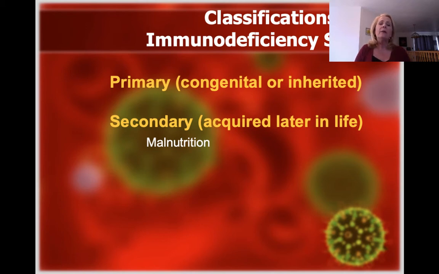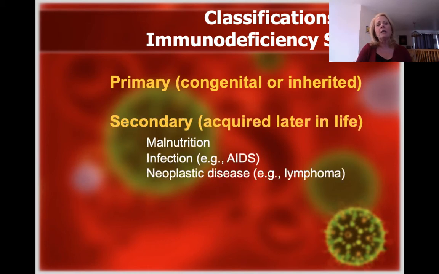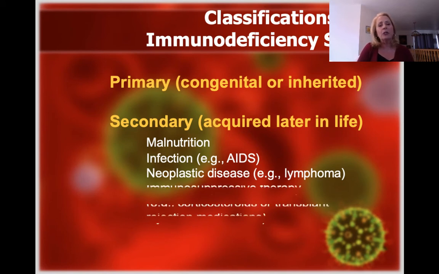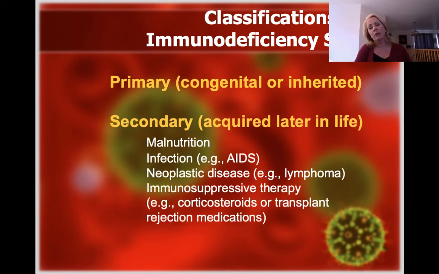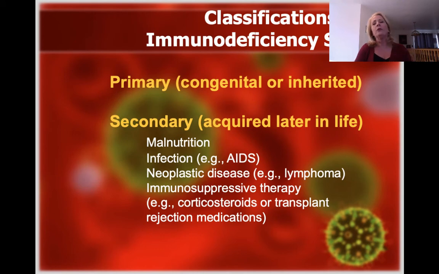Whereas secondary means that I acquired this later in life. So for instance, maybe malnutrition or infection, I might have some kind of cancer, or maybe I've taken immunosuppressant drugs like cortisol, other corticosteroids, and those are all going to create this immunodeficiency state. Now, by the way, when we talk about other diseases, primary and secondary still hold for different things besides just immune states. So primary is always going to be congenital or inherited. Secondary is always going to be acquired later in life.